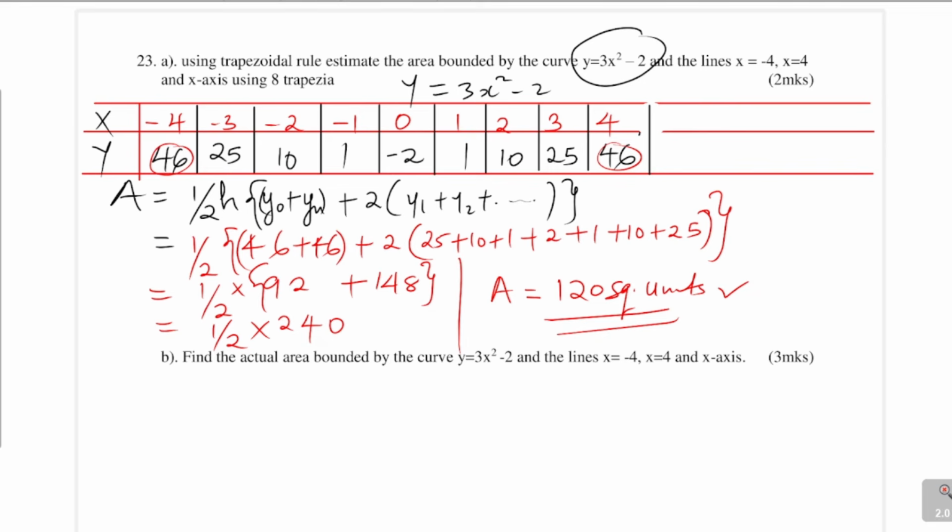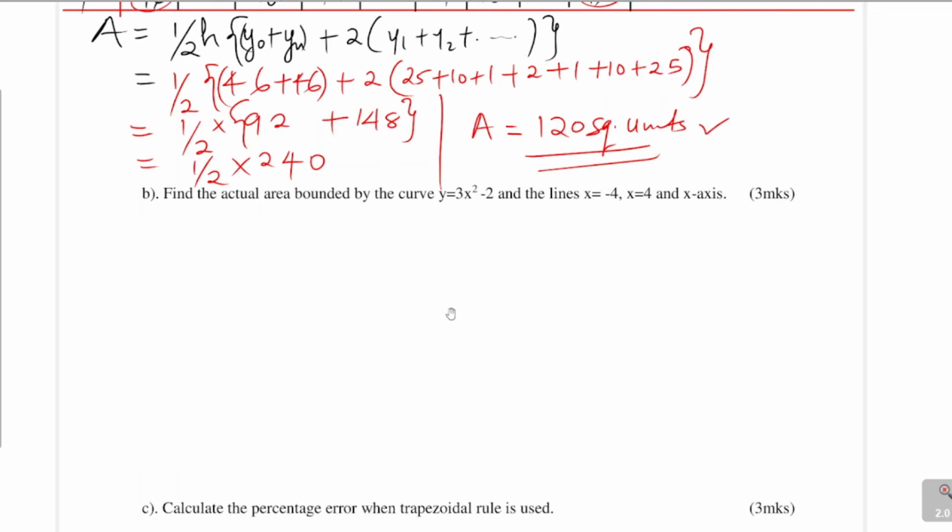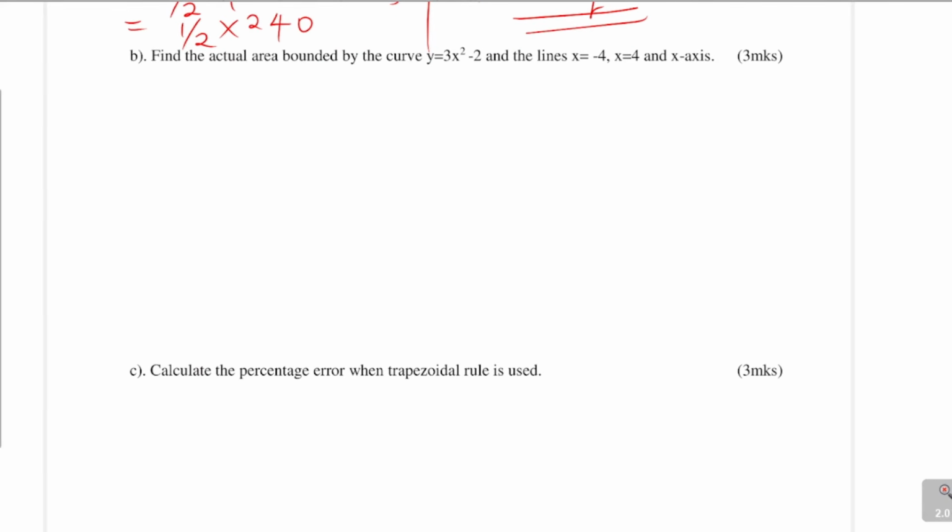Part B. Find the actual area bounded by the curve, the lines x equals -4, x equals 4, and the x-axis. The actual area is obtained by integration. Because you have a range from -4 to 4, it is good to sketch this curve so that we may know how it looks.